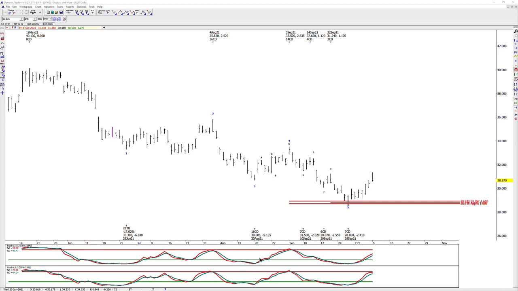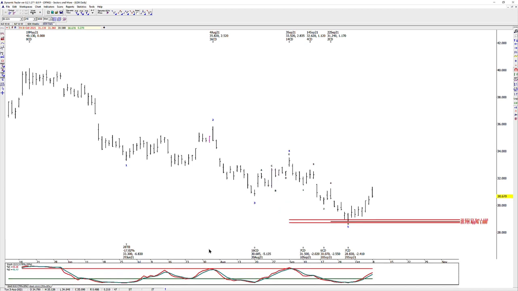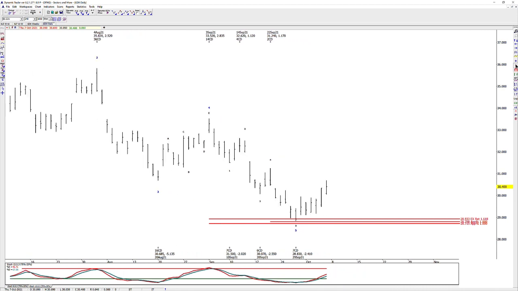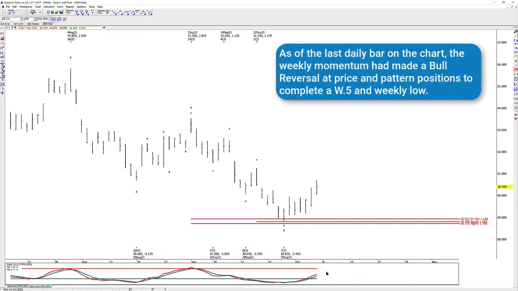So let me just tab these. We're only looking at the one, that's the 13. It should serve as well. Either one would probably be almost as good, but we'll go with the 13. So as of the last daily bar in the chart, we know that the weekly momentum made a bull reversal from the oversold zone, actually. Let me just reduce the data here a little bit. So we see that the daily momentum is bullish, and it's not even near the overbought zone.